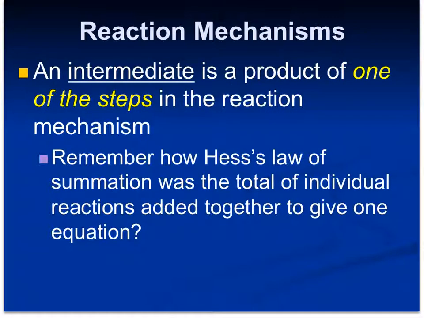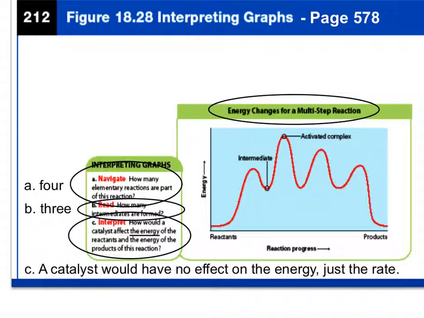When we use the term intermediate, it is a product of one of the steps of the reaction mechanism. And so we can add these equations up to figure out what the overall chemical equation is going to be. We actually have seen intermediates when we were doing Hess's law. There were things that were being canceled out. So here it says, remember how Hess's law of summation was the total of the individual reactions added together to give one equation. We can do that when we're talking about reaction mechanisms as well. So here's just a little diagram.